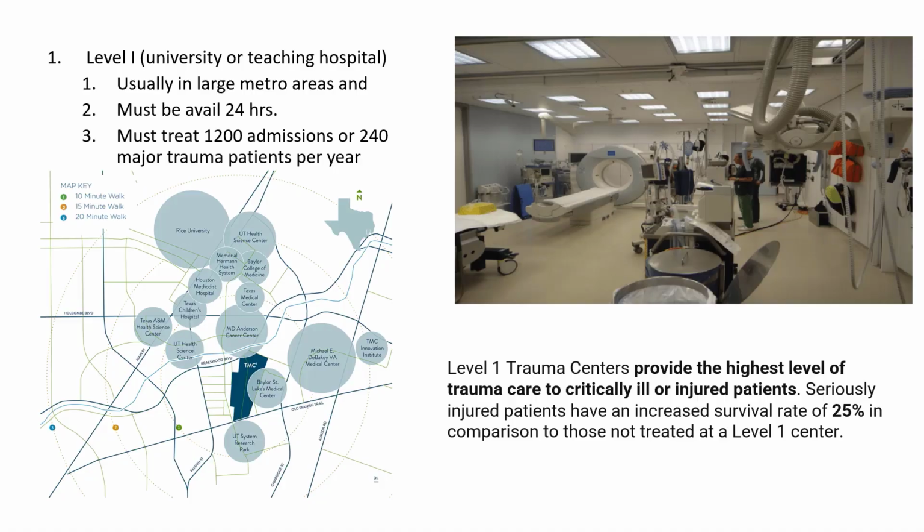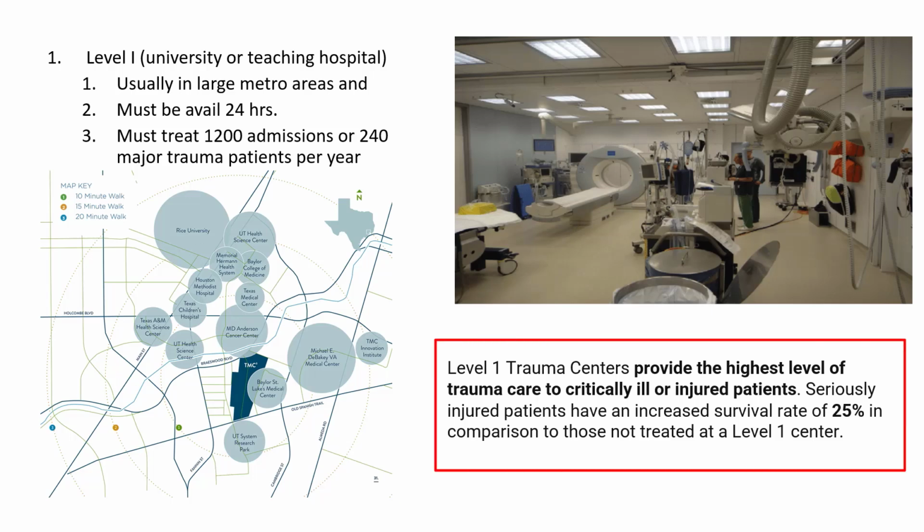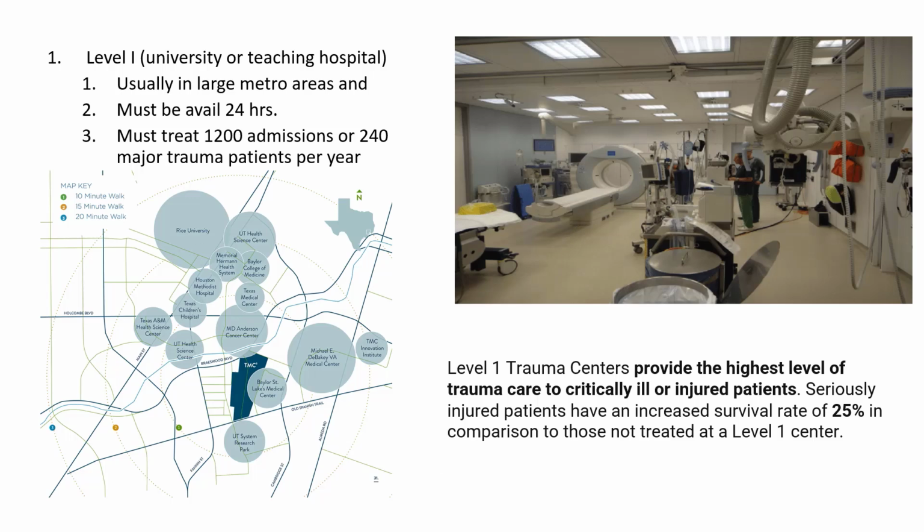For radiographers, let's look at the 4 major types of facilities that you may work in. The first is a university or teaching hospital, a level 1 hospital. Level 1 trauma centers provide the highest level of trauma care to critically ill or injured patients. Seriously injured patients have an increased survival rate of 25% in comparison to those not treated at a level 1 center. To be a level 1 center, you usually have to be in a large metropolitan area. You must have all services available 24 hours a day and treat a minimum of 1,200 admissions or 240 major trauma patients per year.